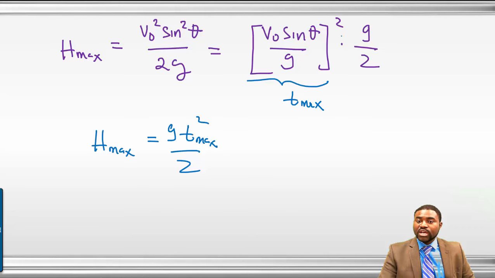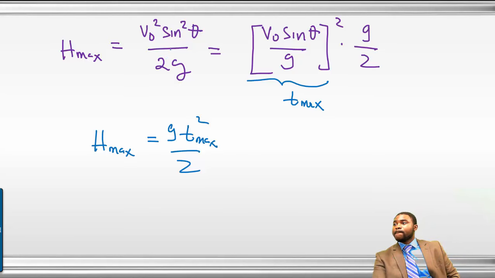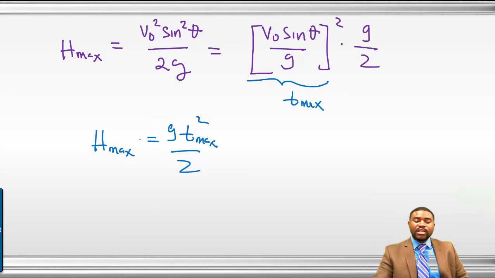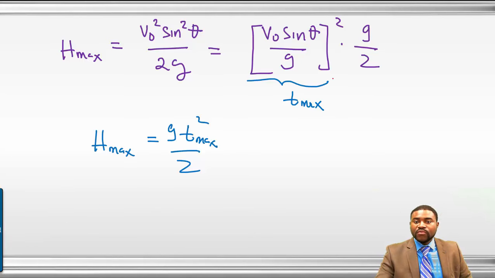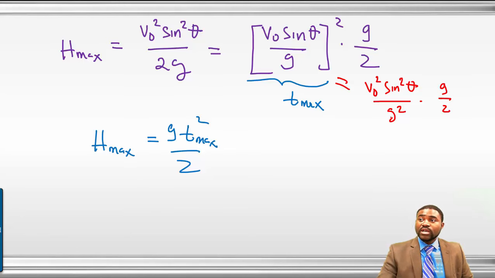Now, this g will cancel out with one of the g to give back this. Do you see with me? All right, let me expand so you could see. I'm going to use red. If we expand this expression, we are going to have v naught squared sine squared theta all divided by g squared. If we multiply this by g over 2, you realize that we have added a g here, which is unnecessary, right? This will take care of this and we end up with this expression. Do you see that now?